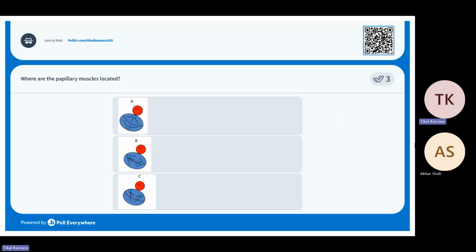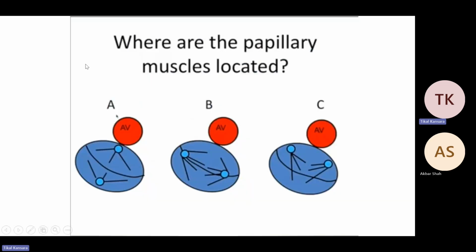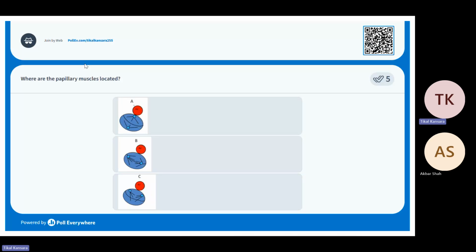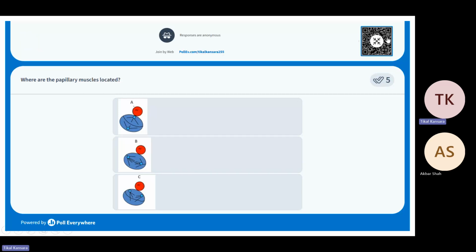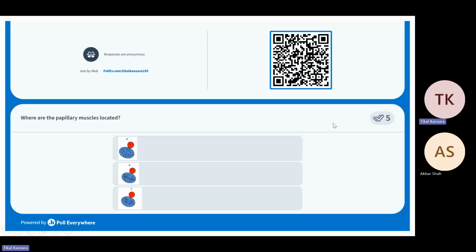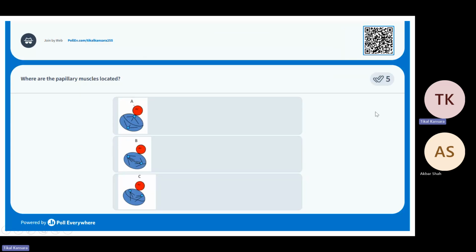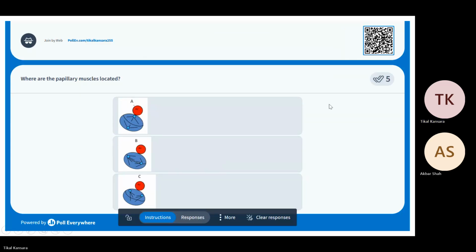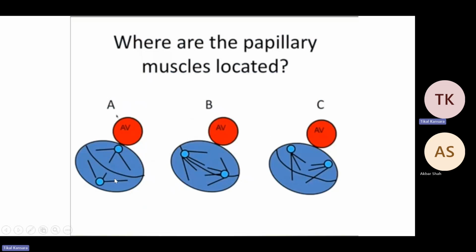Now we'll start with the first question. If you haven't scanned the QR code or clicked on the link, just click on the link and get me the answer in the next 5 seconds. Where are the papillary muscles located? On your mobile screen you will have it in a much bigger way. 10 seconds to answer this question. If you haven't scanned the QR code, you can scan it here or click on the link in the group. Is it A, B, or C? Are the papillary muscles like this, or like this?